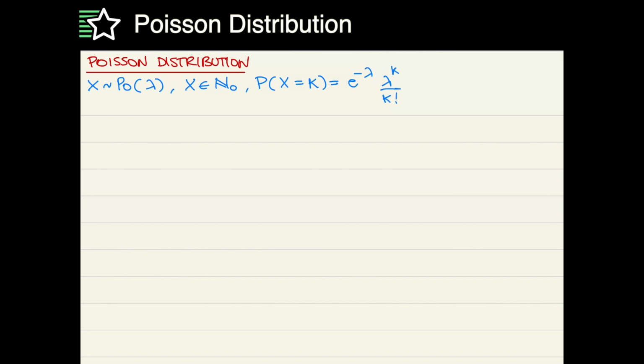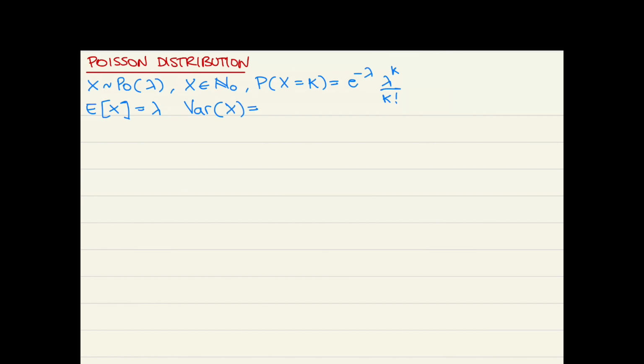A Poisson random variable can represent, for example, the number of clients that enter a shop or the number of visitors to a web page. And in general, the Poisson distribution is used to model the number of events that occur in a fixed interval of time, as long as the number of events are independent of the other time intervals and they happen with the mean constant rate lambda.